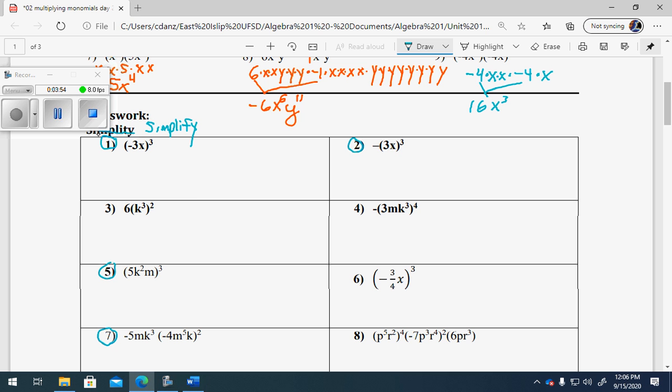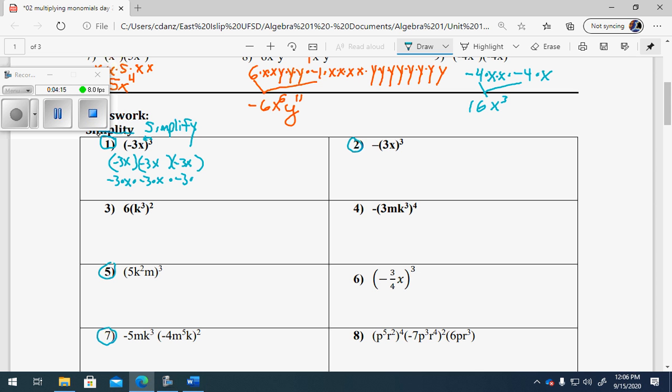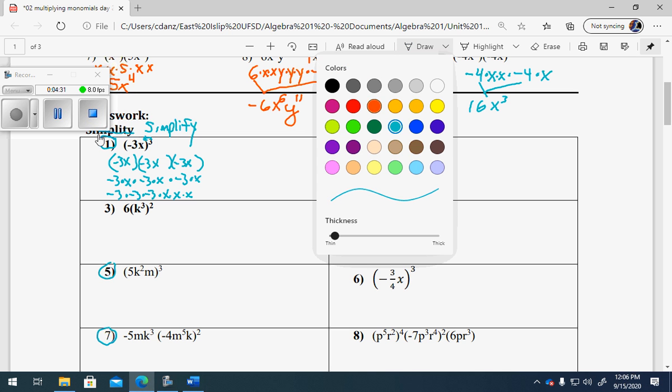But when this 3 is outside parentheses, remember we have to write out the parentheses 3 times. I write down what's inside those parentheses, and then I expand this. So this really says -3 times x times -3 times x times -3 times x. If I use a commutative property, it really says -3 times -3 times -3 times x times x times x. So I'm going to do the -3 times -3 times -3.